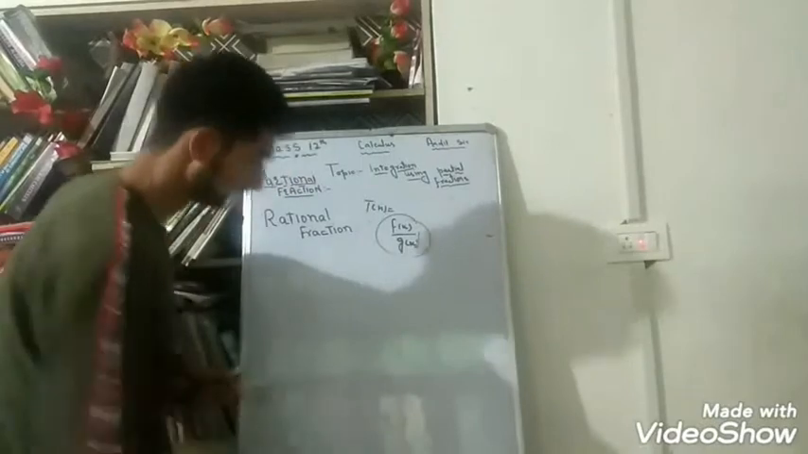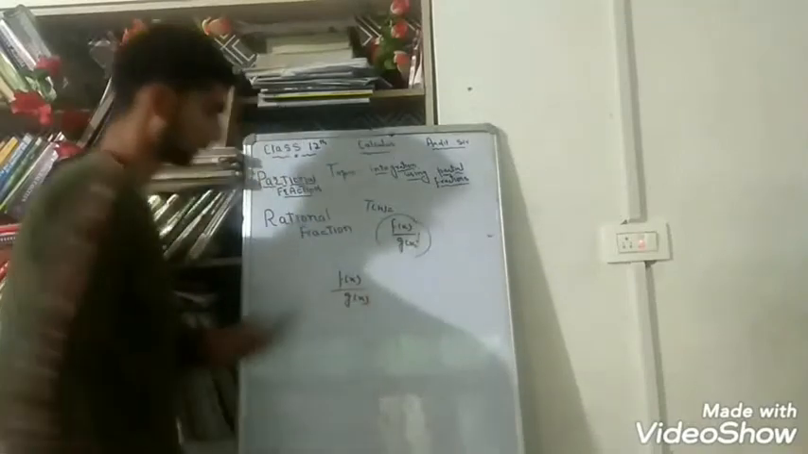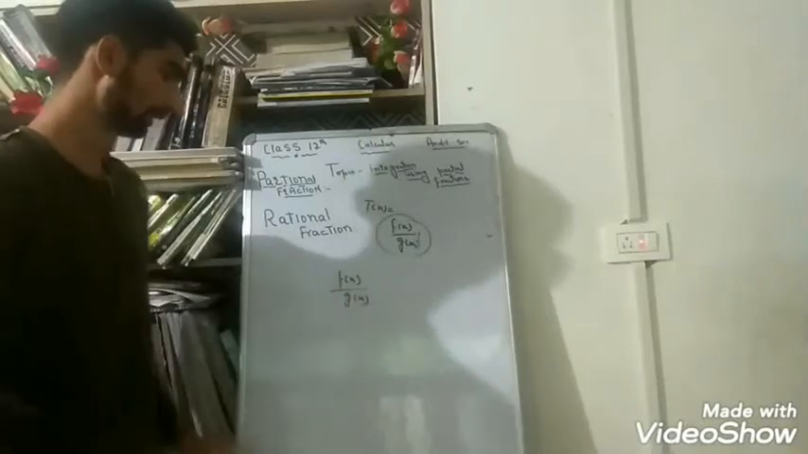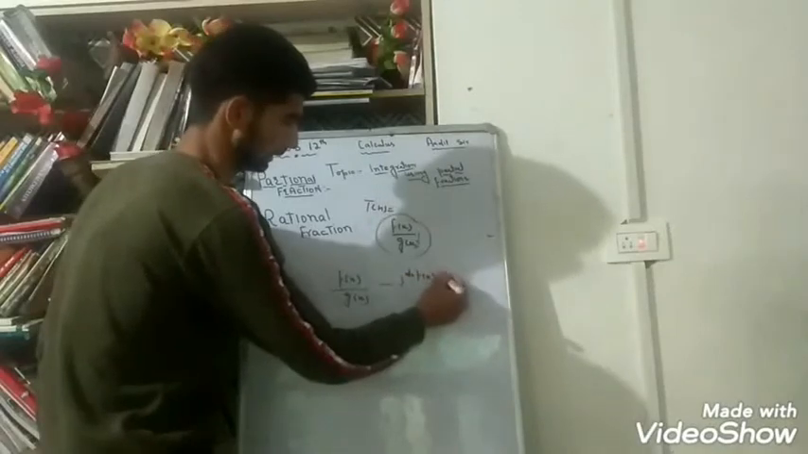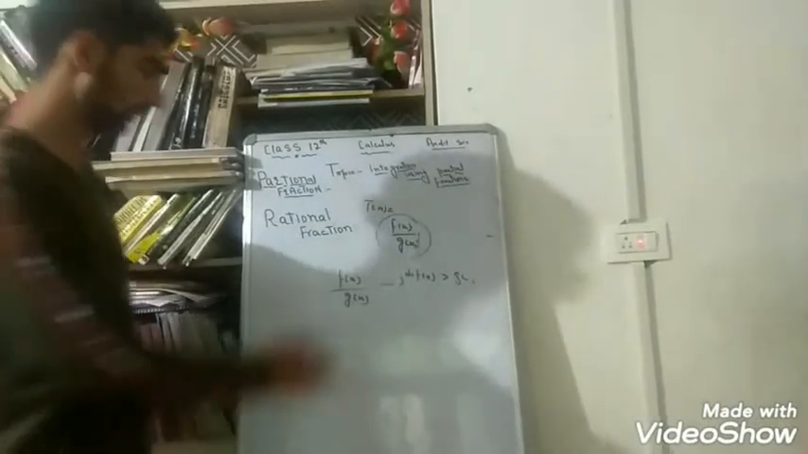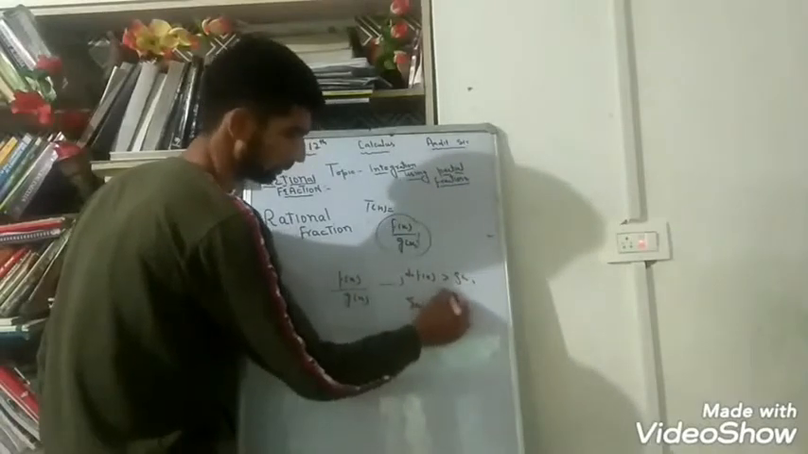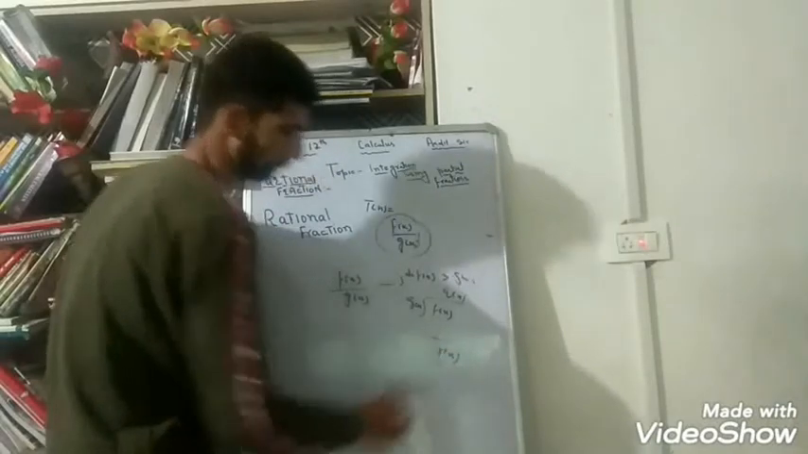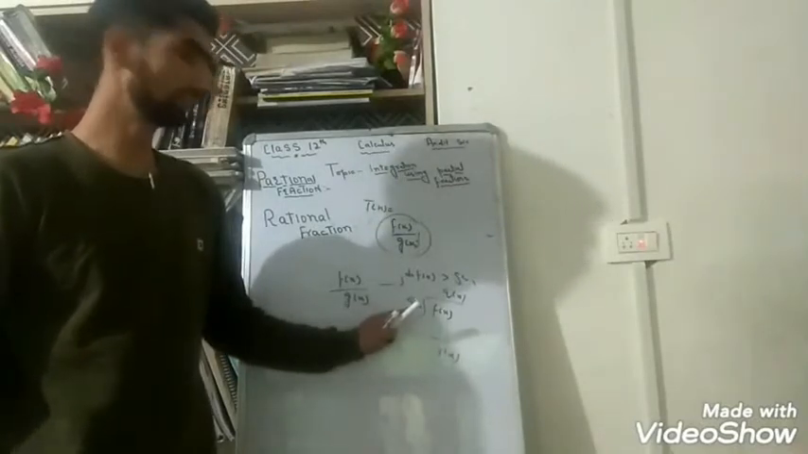Here you check, beta. If we have f(x) divided by g(x) and the degree of f(x) is greater than that of g(x), at that time, beta, we can divide f(x) by g(x). When we divide f(x) by g(x), we will get some quotient and we will also get a remainder. But this remainder must have degree less than g(x).